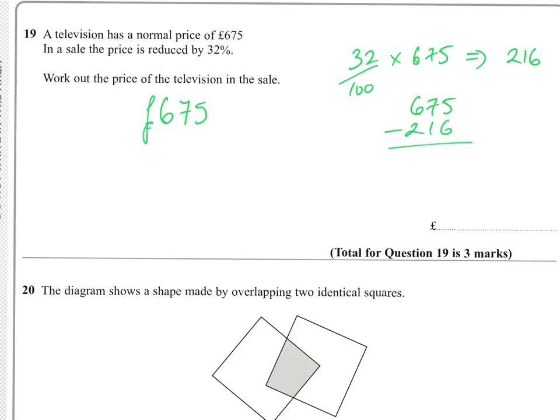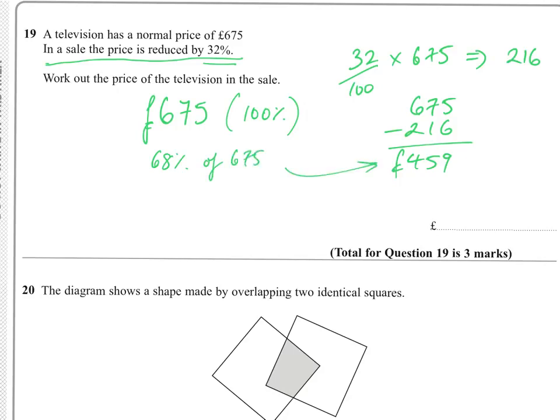I'll use my calculator. And I'd get £459. That's one way. However, in a sale, if the price is reduced by 32%, 675 would represent 100% of its value, i.e. before any reduction at all. So if we reduce that 100% by 32%, there'd only be 68% left, wouldn't there? So if we found 68% of 675, that should give us this value straight away.